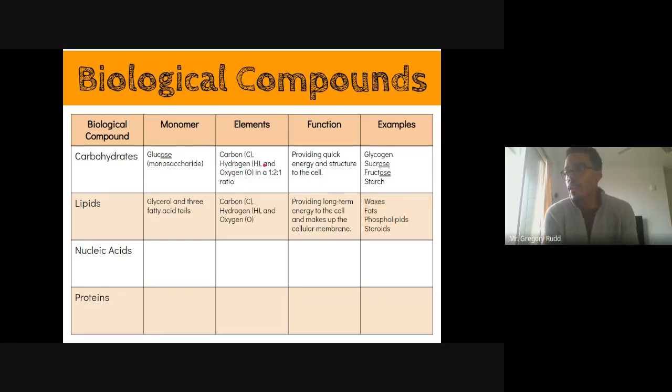And then steroids. So we didn't have oils, but that's a good example to include as well. I appreciate whoever shared that just now. But at this point, we should have 2 rows of this table filled out: carbs and lipids. And today we'll be able to fill out the nucleic acids row as well as the protein row.